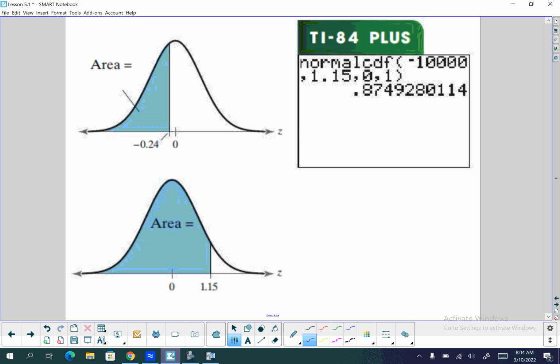Isn't technology wonderful? Okay, so try it with negative 0.24. So try it with the calculator and then check it with your sheet.